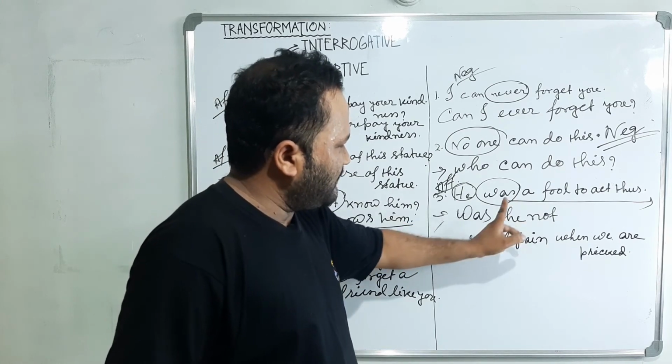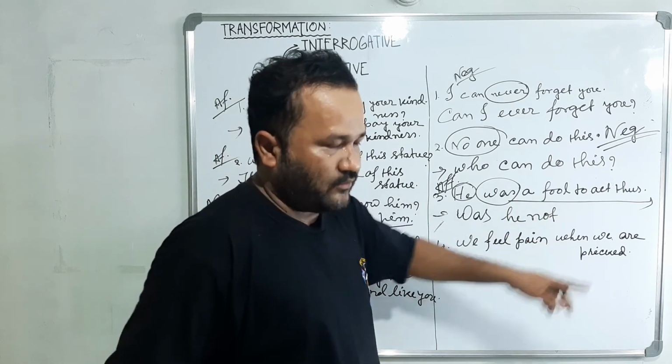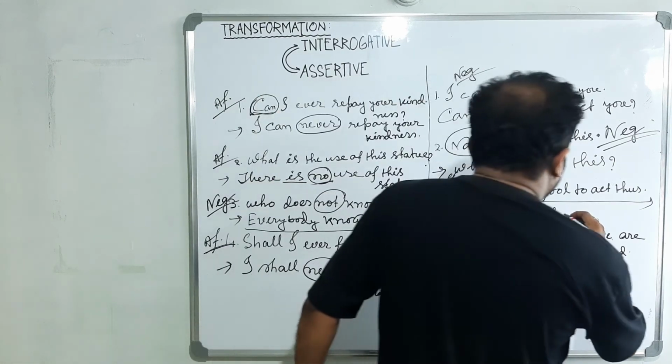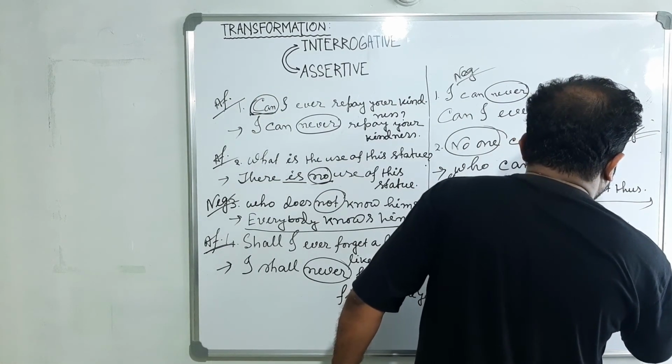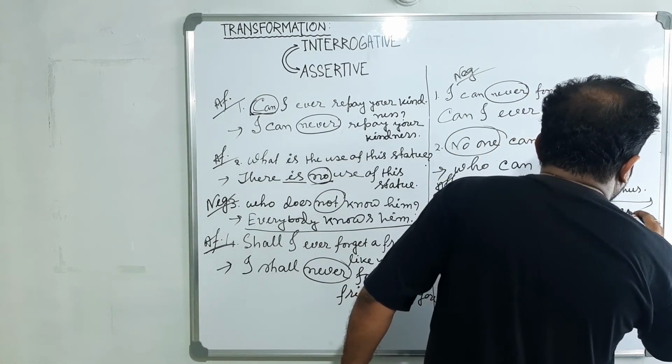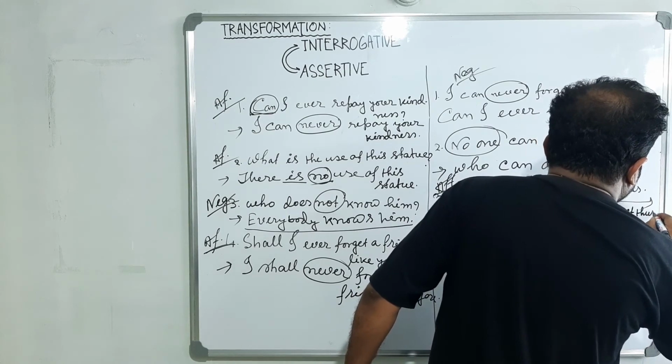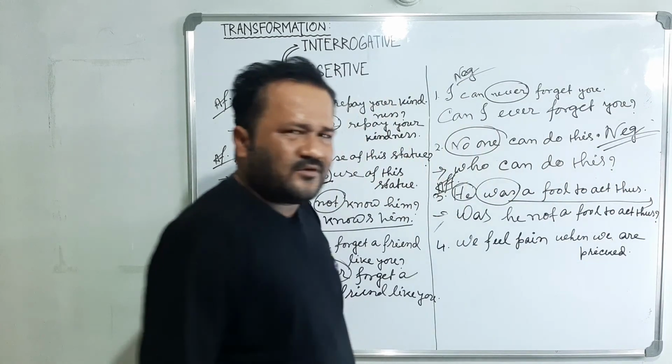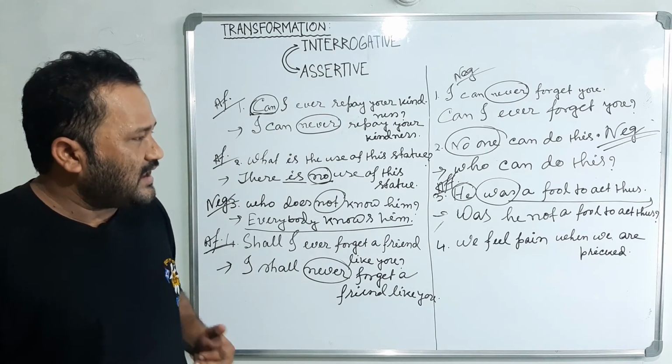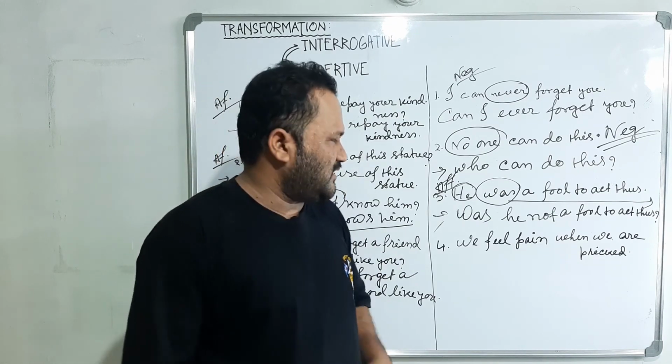If the subject was a noun, then the not would be placed before the noun. That is, not before a noun, not after a pronoun. So, was he not a fool to act thus? Was he not a fool to act thus? Yes, he was a fool to act thus.